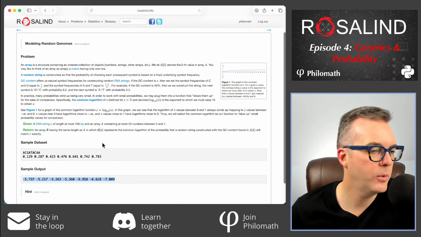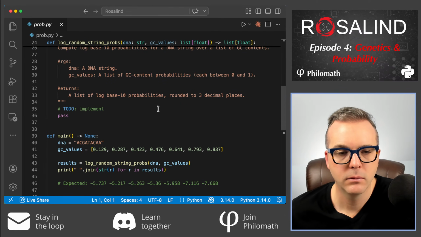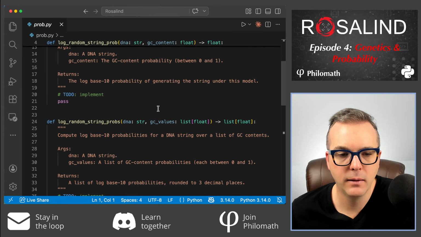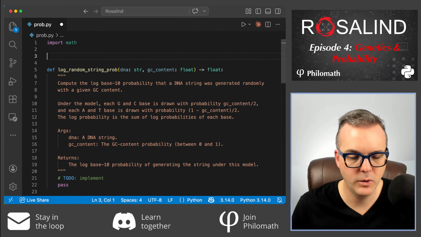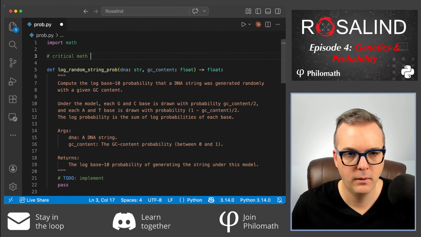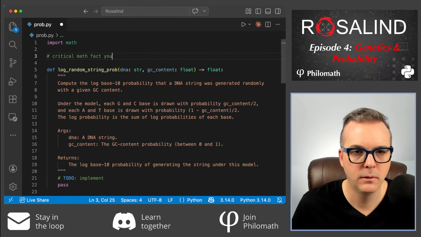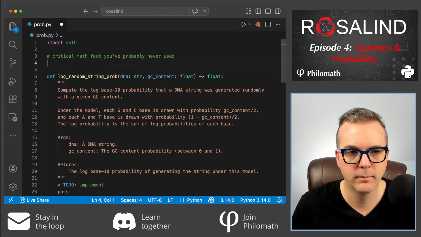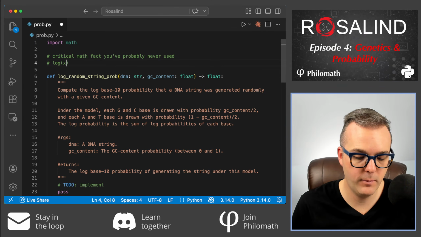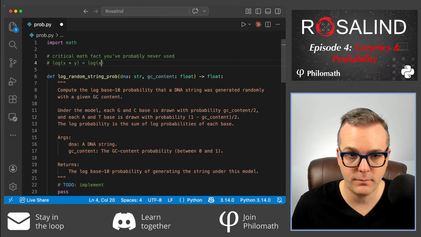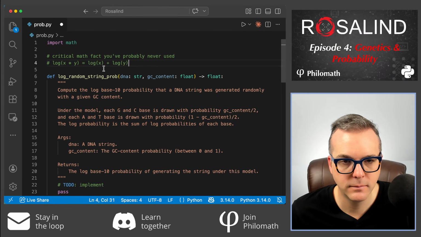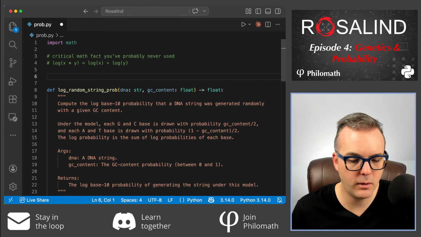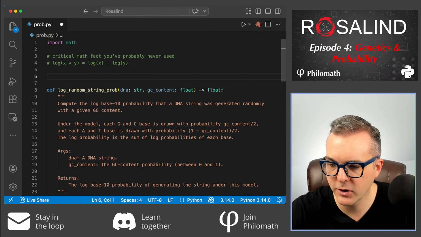So let's come to our VS Code and allow myself to write what I just said, which is that for any base, we have this critical math fact you've probably never used, which is that the logarithm of x times y is equal to the logarithm of x plus the logarithm of y. Nice. So we're going to get to see it here. And if we think about how this is going to work for a single string, this is actually going to be pretty easy.